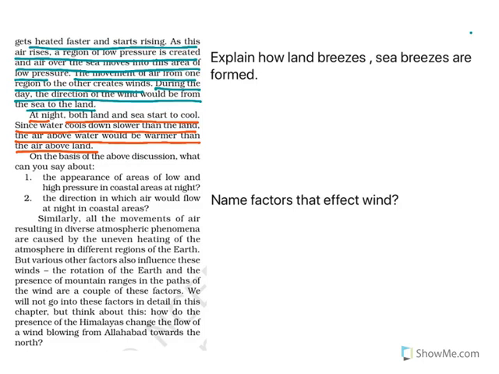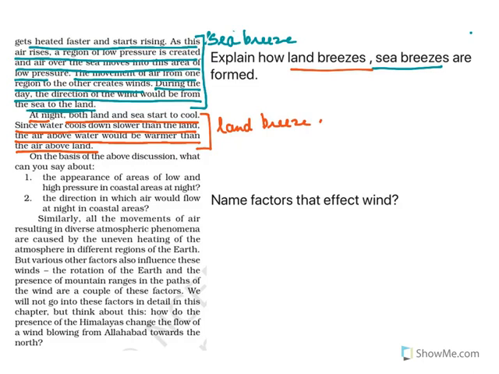We can now answer the question, explain how land breezes are formed, and this is the answer for land breezes. This is not land breezes, this is the answer for sea breezes. So this is from sea to the land. So this is the answer for sea breeze. And then for the land breeze, here we have the answer for the land breeze. You can go up to the diagrams and explain it accordingly.